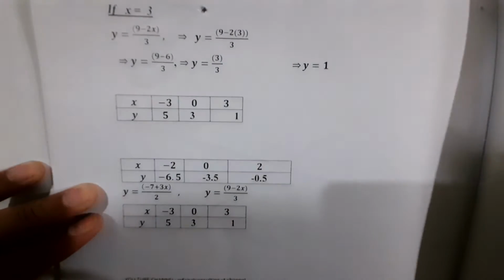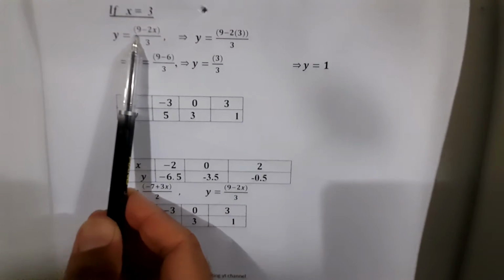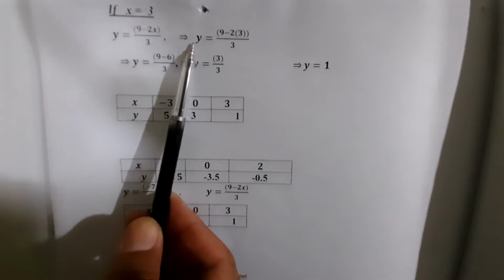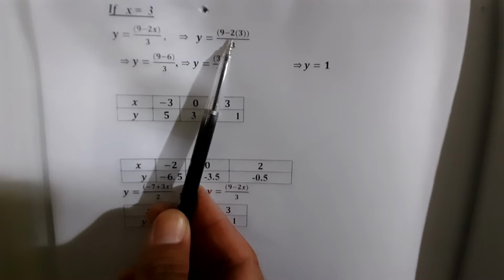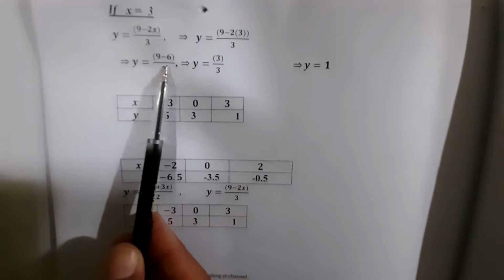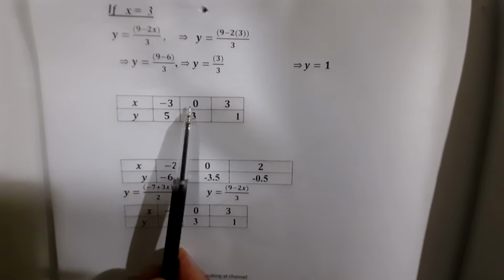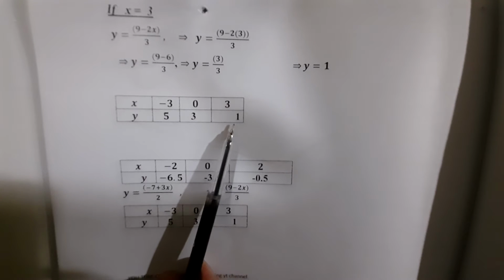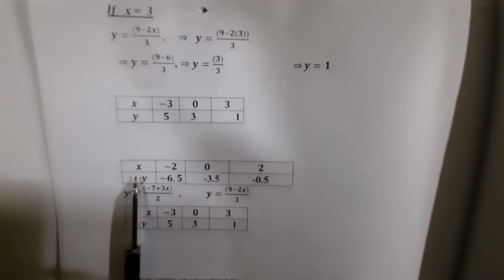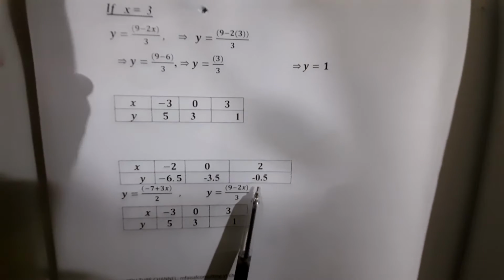Now if x was 3, 9 minus 2x divided by 3, so y is equal to 9 minus 2 3s are 6. So 9 minus 6 is 3, 3 divided by 3, y is equal to 1. Completing the table: when x was minus 3, y was 5, x was 0, y was 3, x was 3, y was 1. In the previous table, we had x minus 2, y minus 6.5, x 0, y minus 3.5, x 2, y minus 0.5.